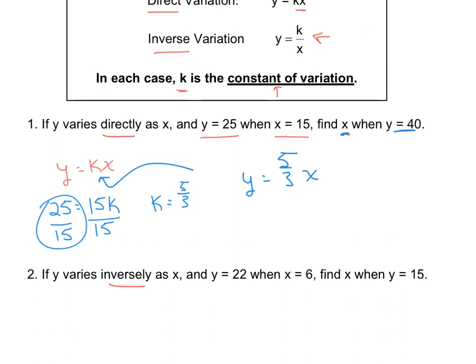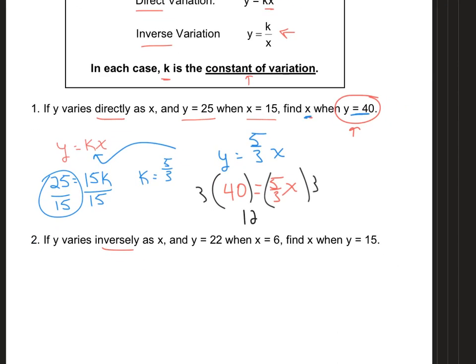So now that I've got k, I'm going to plug in the second y they gave me, 40. And I'm going to set it equal to 5/3 x, and now I can solve for x. So I'm going to multiply both sides by the denominator of that fraction just to clear it out. That gives me 120 equals 5x. And then, of course, we can divide both sides by 5, and we get the answer to the question, x is 24. So really not any big deal.